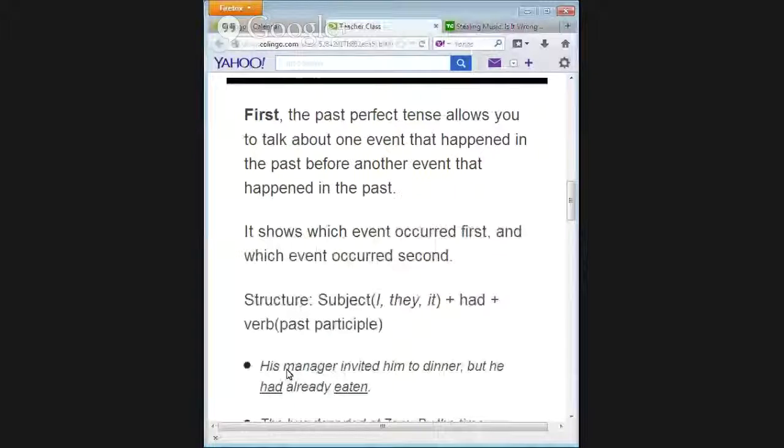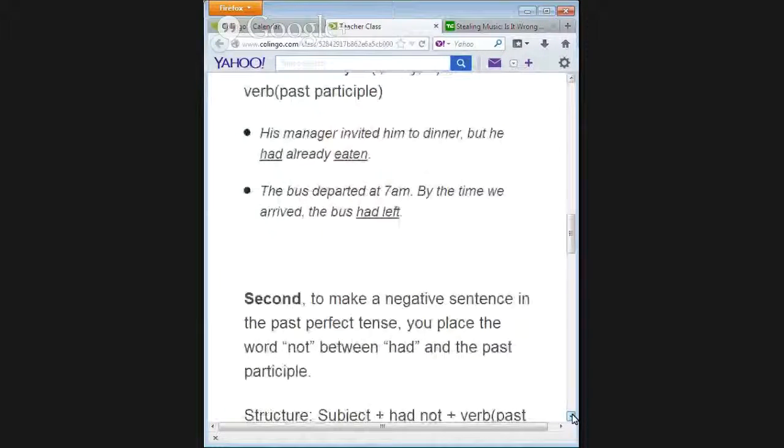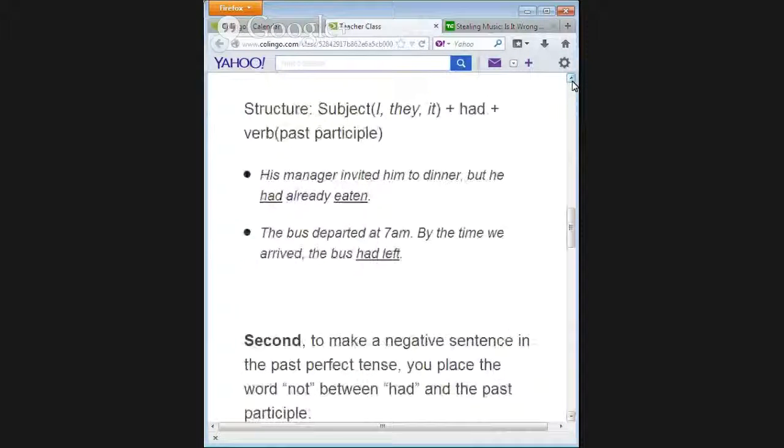Okay. I'm gonna go ahead and get started. So let's get into our discussion of the past perfect. So it says, first, the past perfect tense allows you to talk about one event that happened in the past before another event that happened in the past. It shows which event occurred first and which event occurred second. The structure: subject plus had plus verb in the past participle.